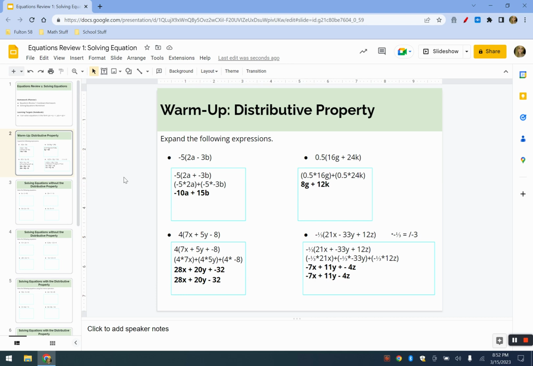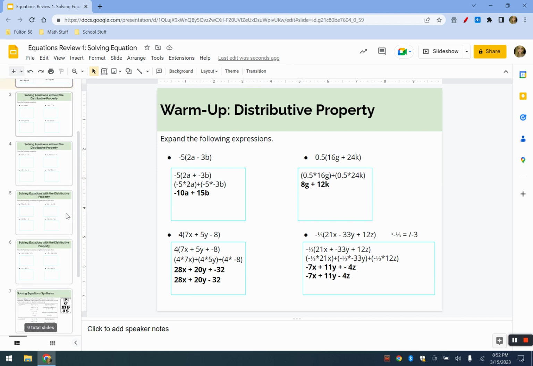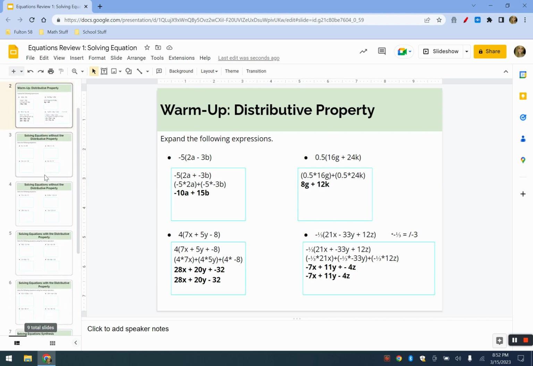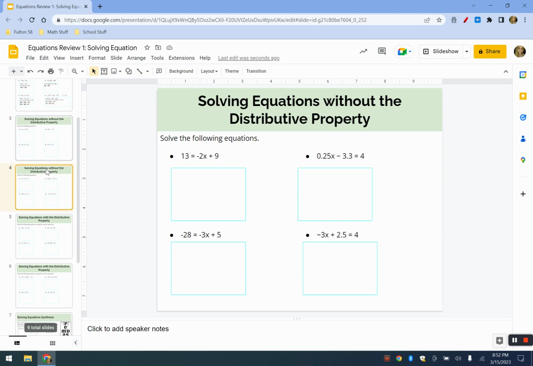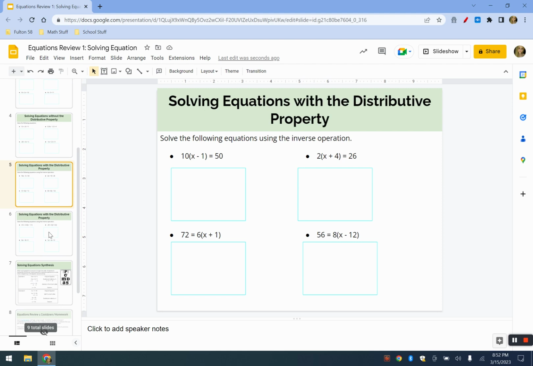Okay, now let's go ahead and start our actual lesson. So as you see, it is only 4 slides. So this should be very, very quick. So we are solving, the first 2 slides are solving equations without parentheses. Okay, so there is no distributive property in this. And then the last 2 slides are equations with parentheses that involve the distributive property.